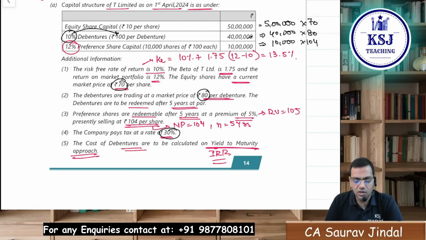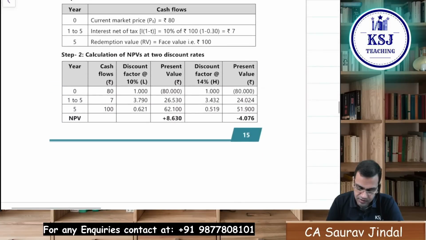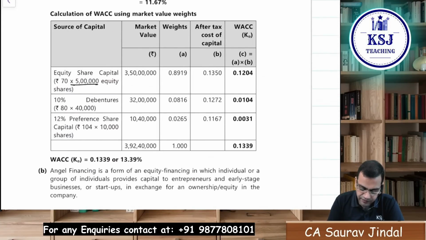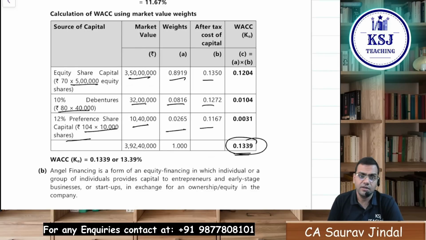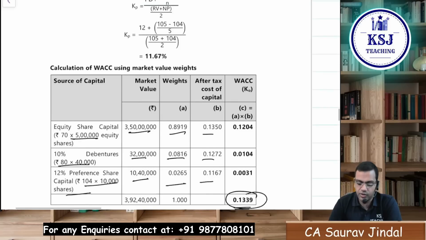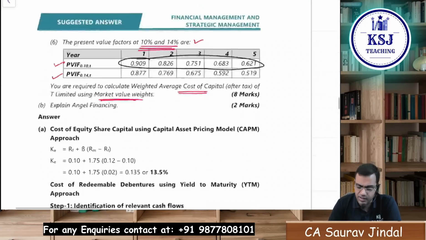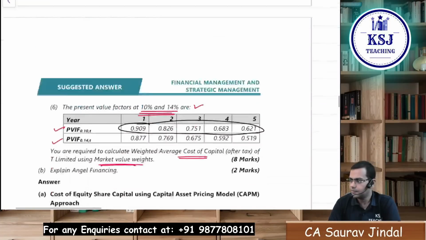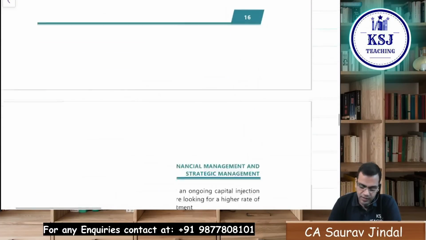Now you can calculate the WACC using the market value, sir. Equity share capital 70 into 5 lakh, 80 into 40,000 and 104 into 10,000. Market values you will get. Calculate the weights. KD, KP, KE you have calculated. Calculate the WACC. That comes to 13.39%. So the important point is the calculation of KD, KP and KE. It wasn't a difficult question. The only thing is you should know how to apply the yield to maturity method. That's it. Okay, next question.